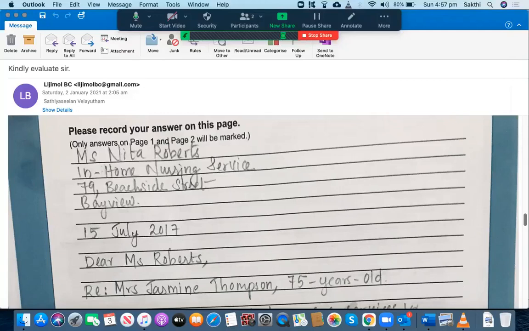Good. Let's go through the feedback. So you have written down the addressee's details one by one. That's good. I'm happy with that. That's all good. So I put 79 comma, then No.